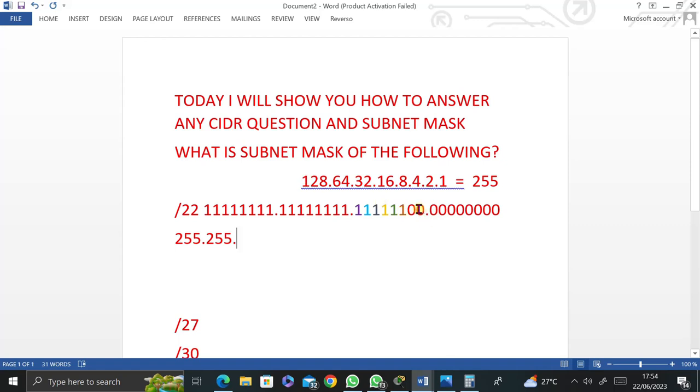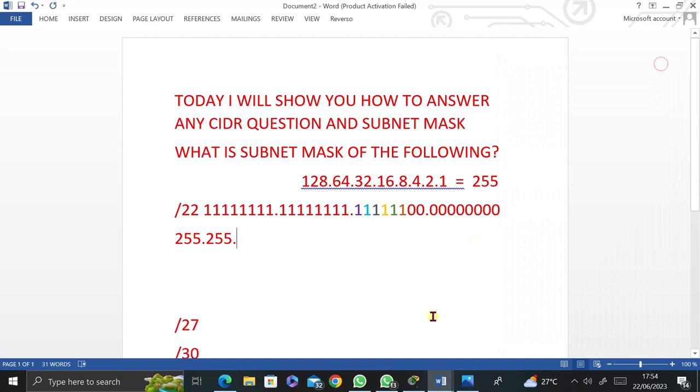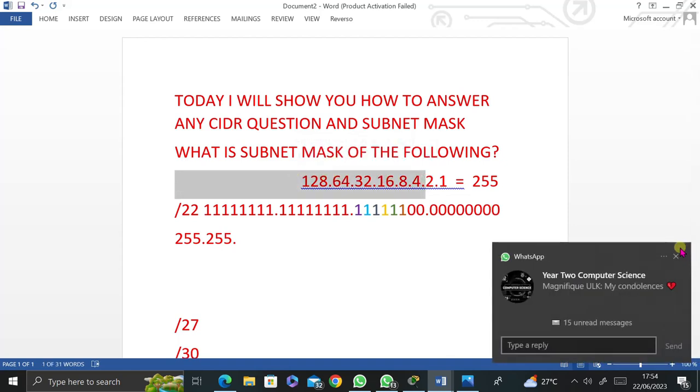We know this is 1, 2, 3, 4, 5, 6, 7, 8, and the same again. So this one is in the place of 128, this one for 64, this one for 32, this one for 16, and this one for 8. So what you need to do is just add all of these numbers here, starting from here. Let me use my little calculator, but you can just add them.